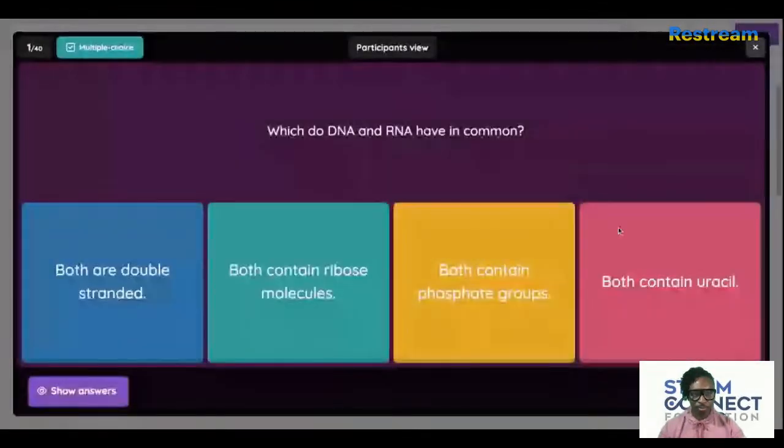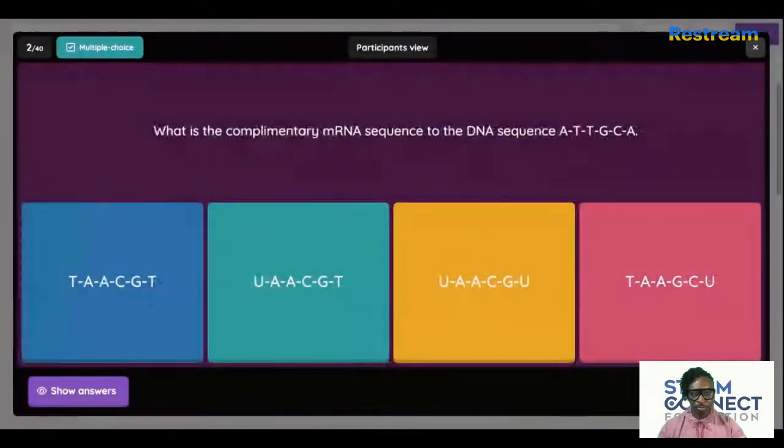Let's go back to the questions. All right, so now we're talking about just DNA. We know DNA is double stranded. So I want you to find the complementary RNA strand sequence to the DNA sequence ATTGCA. All right, the complementary RNA strand to the DNA sequence ATTGCA. Which color is it? And think about what we just said about what's different between DNA and RNA.